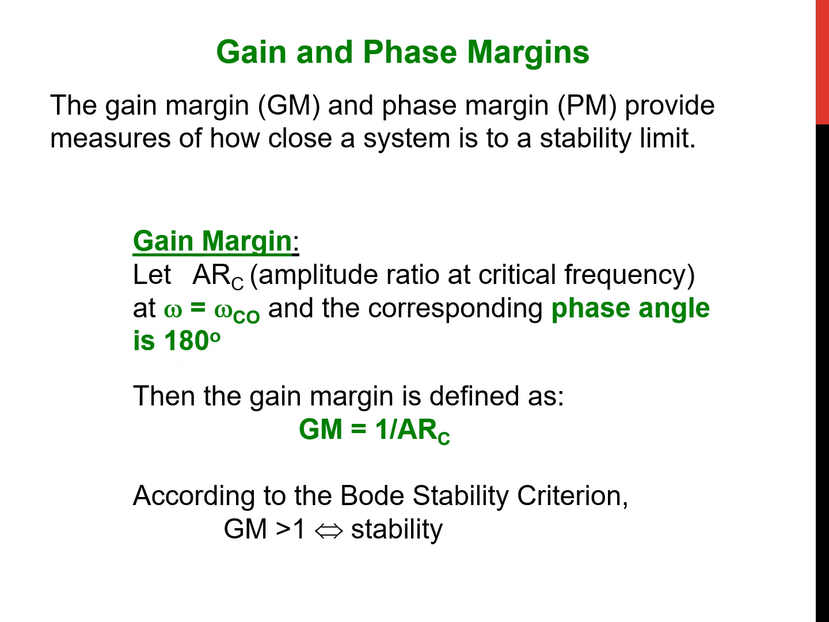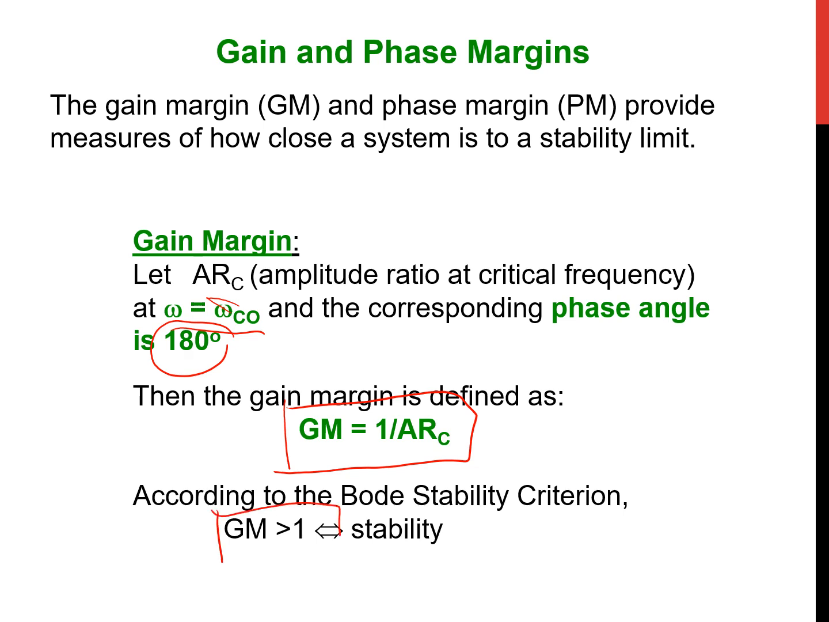Okay, before this we used the border stability criterion, where AROL at WC must be equal to 1. If it is more than 1, then the process becomes unstable. Another criterion that can be used to measure stability is the gain and phase margin. Here, let ARC be the amplitude ratio at the critical frequency WC, where the corresponding phase angle is negative 180. The gain margin is defined by GM equal to 1 divided by ARC, where ARC happens at WC.